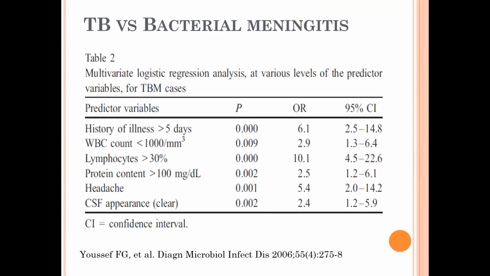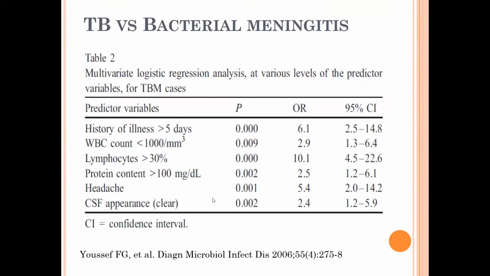This is an interesting table comparing tuberculosis meningitis findings with bacterial meningitis, and you can see the odds ratios here. The things that are most predictive are a high lymphocyte predominance. A white count under 1,000 is what they found in their study. My personal experience is more like under 500. And then duration of symptoms is longer with TB meningitis than with bacterial. Bacterial meningitis patients usually come in within a few days, whereas TB meningitis is usually 5 days or longer, sometimes even weeks.